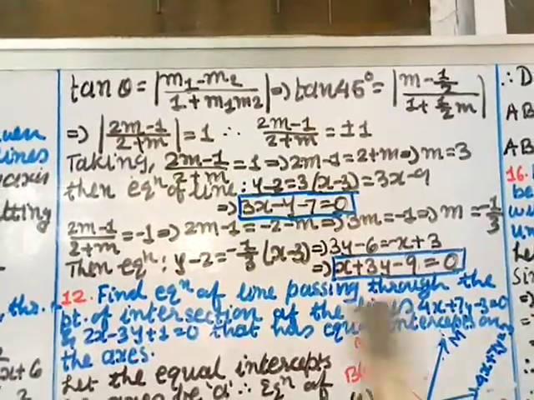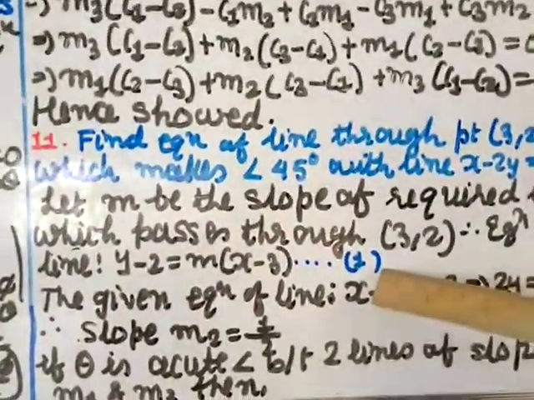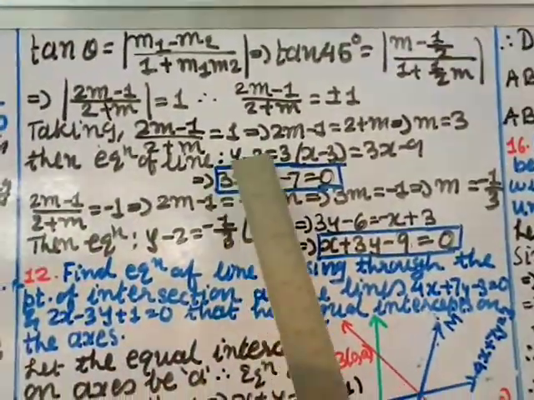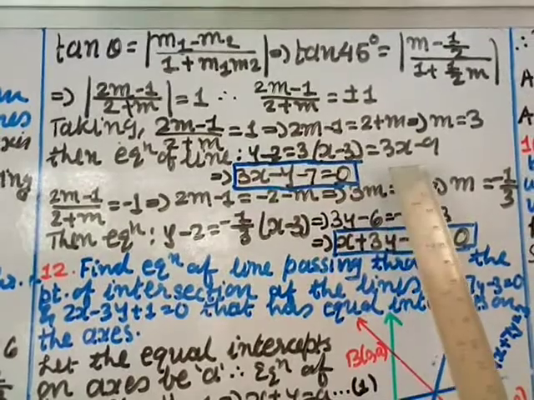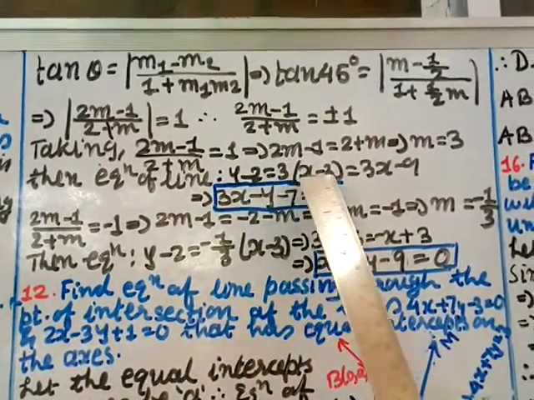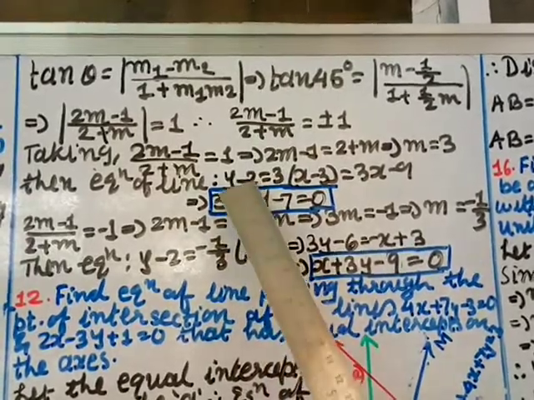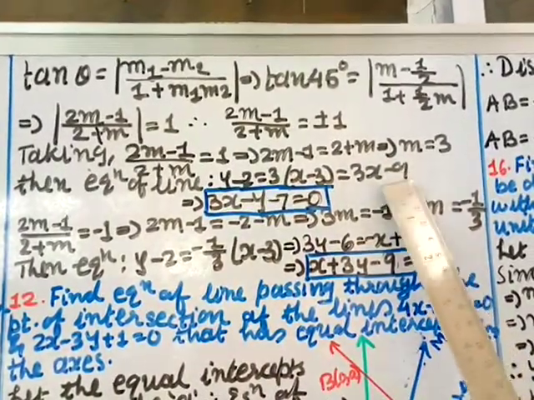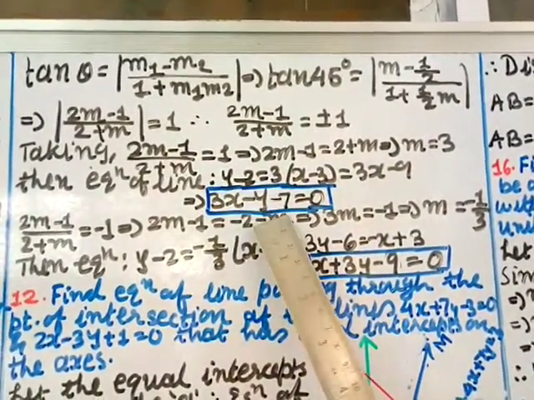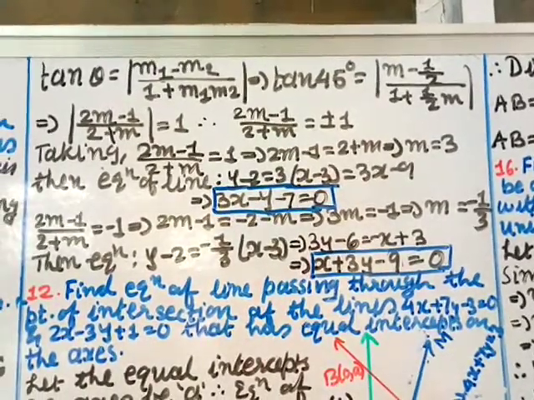If the m value is 3, then the equation of the line from equation 1, just put the value of m. So put m as 3, so what you get is y minus 2 equal to 3 into x minus 3, which gives you 3x minus 9. Transfer y over here, so 3x minus y, and minus 2 transferred here becomes plus 2, so minus 9 plus 2 gives you minus 7. So this is the equation when m is equal to plus 1.